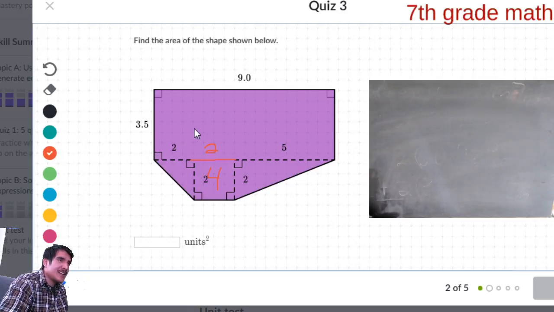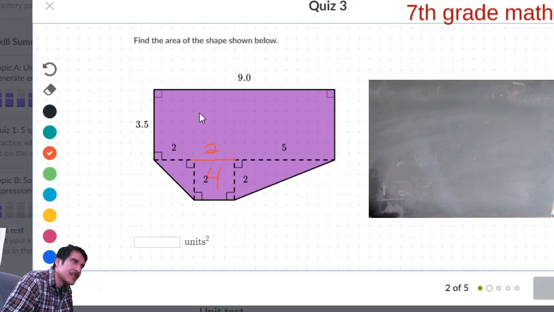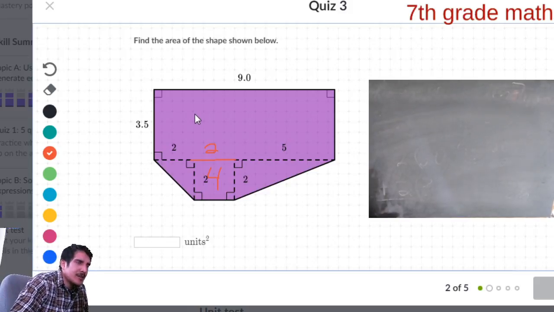So if you do 9, 3.5 times, you can use a calculator for that, or mentally 9 plus 9 plus 9. That's 27. 27 plus 4.5, because that's half of 9. That's 31.5. So if you use the calculator, you can just do 3.5 times 9. That should get you 31.5 square units.